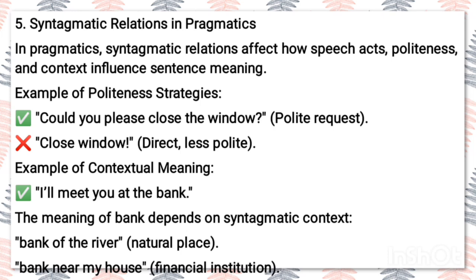in most contexts. Next one, example of contextual meaning in sentences. I will meet you at the bank. The word bank has a different meaning depending on the syntagmatic context. Bank of the river refers to the side of a river. Bank near my house refers to a financial institution. The meaning of bank changes based on the other words that are syntactically combined with it.